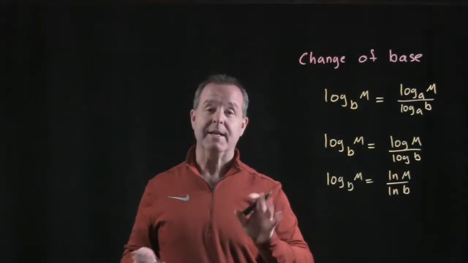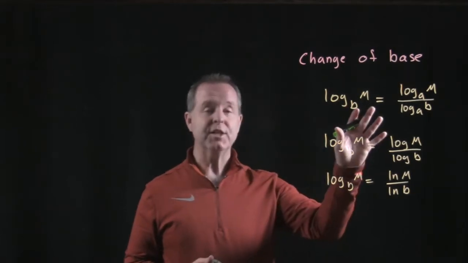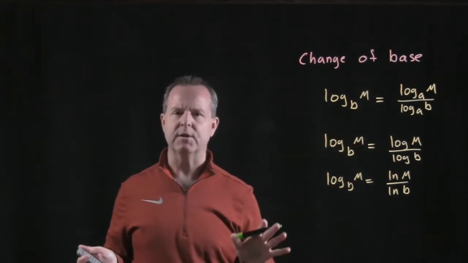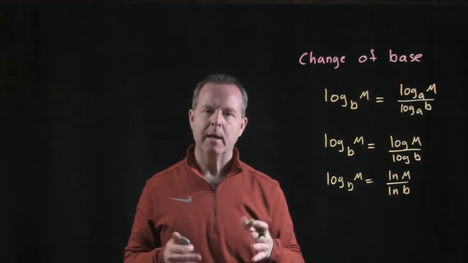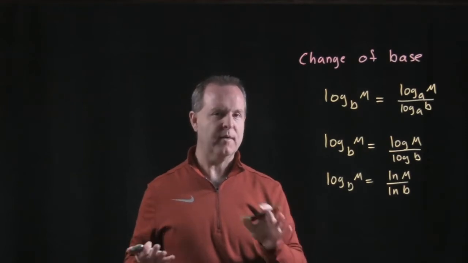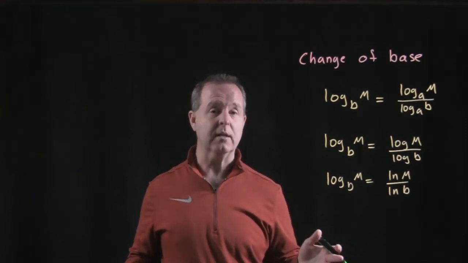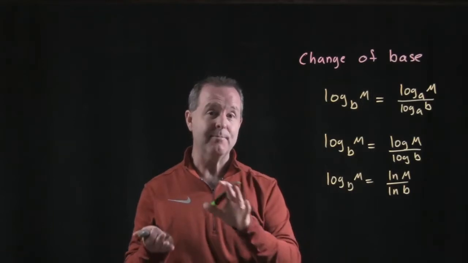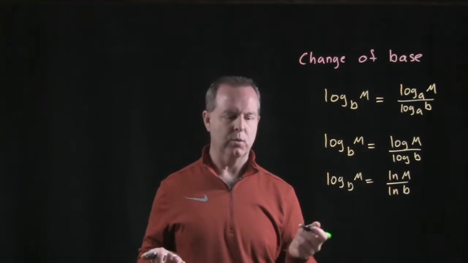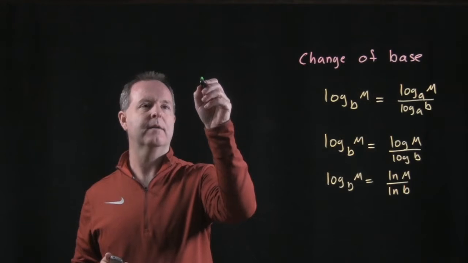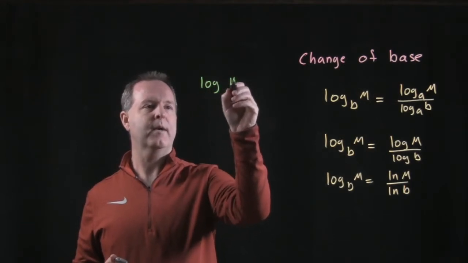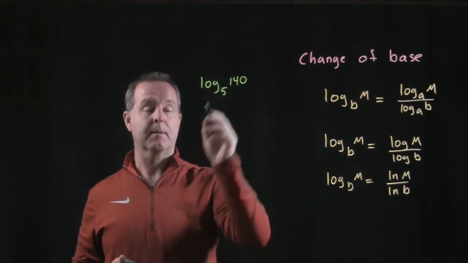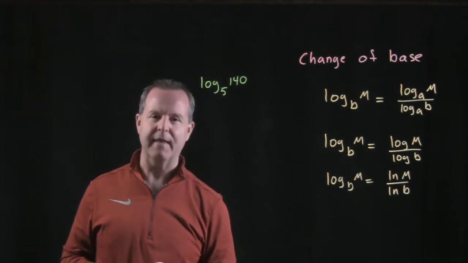Now this one's going to be extremely useful for you. It's called the change of base. And the reason why we use a change of base is that sometimes we have to deal with a logarithm with a base that's not on our calculator. We only have base 10 and base e on our calculator. So what do we do? We have, for example, the log of 140 base 5. How do we evaluate that?